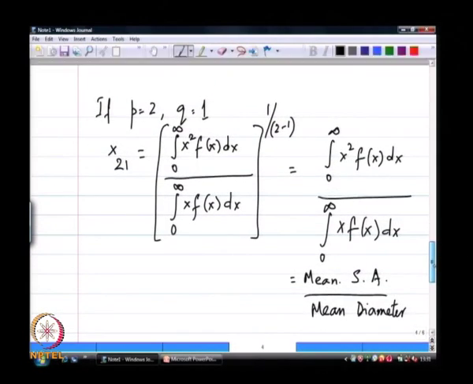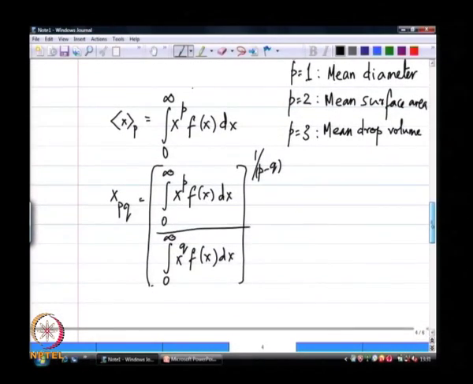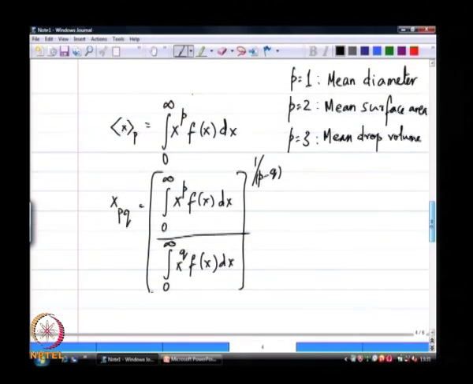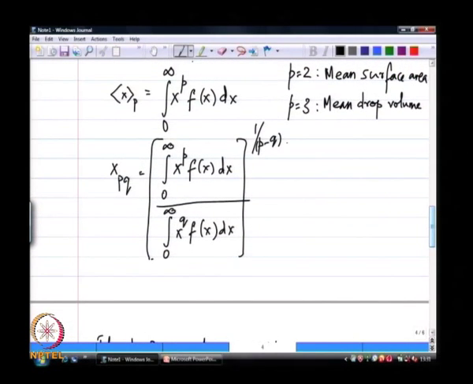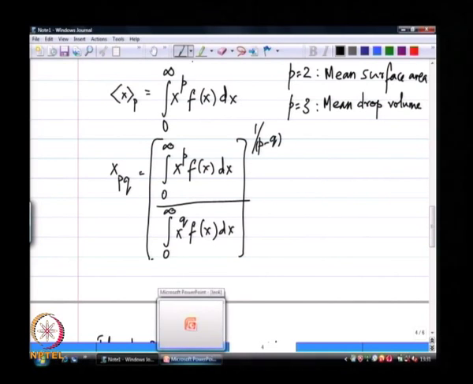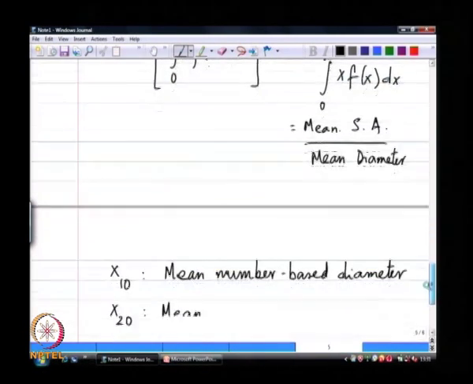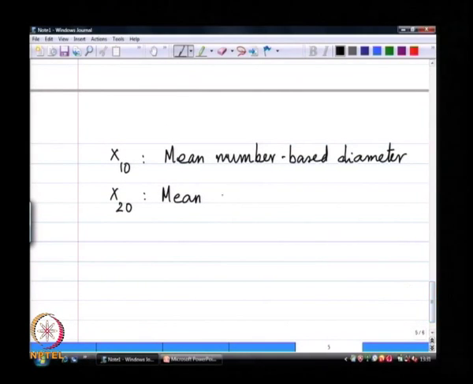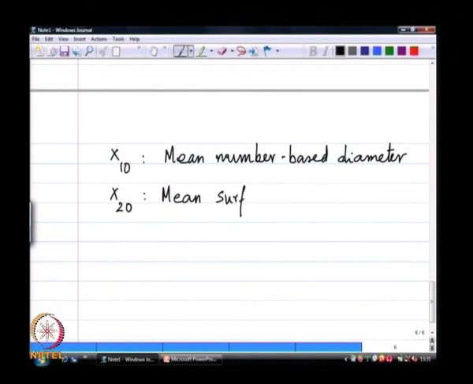If you go back, look at this notation here of XPQ. If you look at this notation of XPQ, the numerator is x f of x dx, which is just like saying I am doing an arithmetic average over all the population of drops that I have. X20 is the mean surface area based diameter.